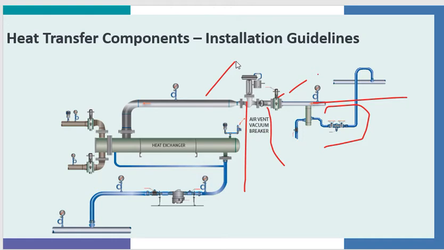How big should the pipe be? If the inlet to this heat exchanger is 8 inches in diameter, then this piping should be 8 inches, at least 10 pipe diameters prior to entrance into the heat transfer.